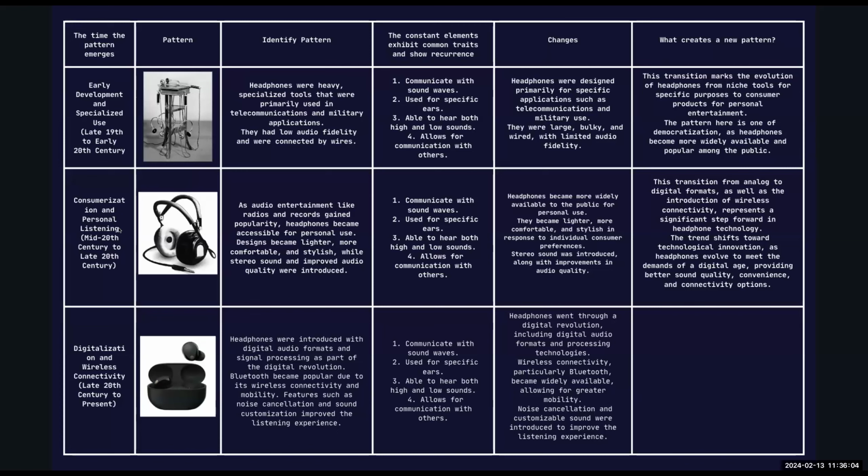The second pattern is from mid 20th century to the late 20th century. As audio entertainment like radios and records gained popularity, headphones became accessible for personal use. Designs became lighter and more comfortable and stylish, while stereo sound and improved audio quality were introduced.